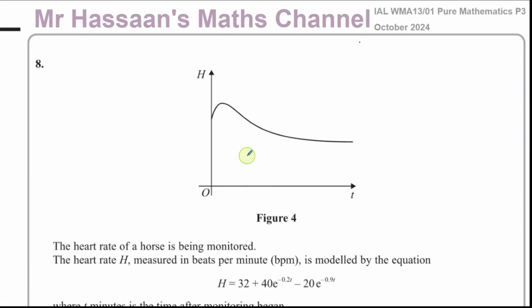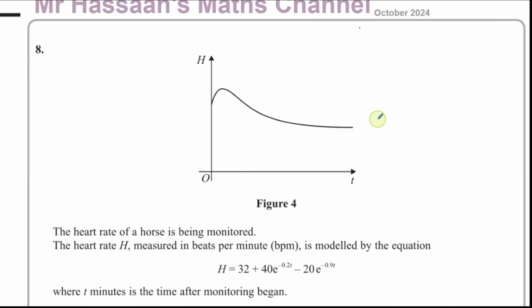I'm now answering question number 8 from the October 2024 Pure Mathematics P3 exam from Edexcel International A-Level. Here we're told about this graph which shows the heart rate of a horse that is being monitored. The heart rate H, measured in beats per minute, is modeled by the equation H equals 32 plus 40 times e to the power of negative 0.2t minus 20 e to the power of negative 0.9t, where t minutes is the time after monitoring began.